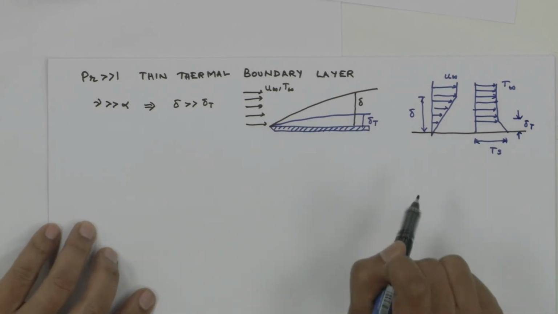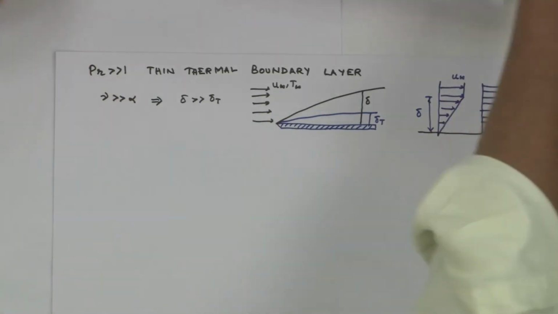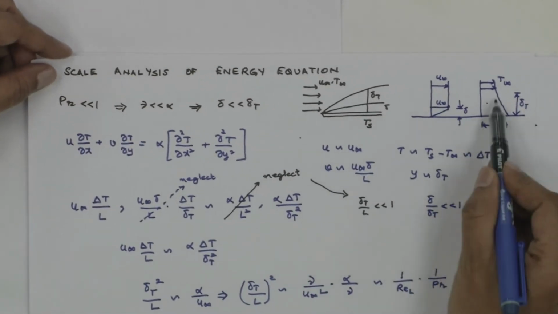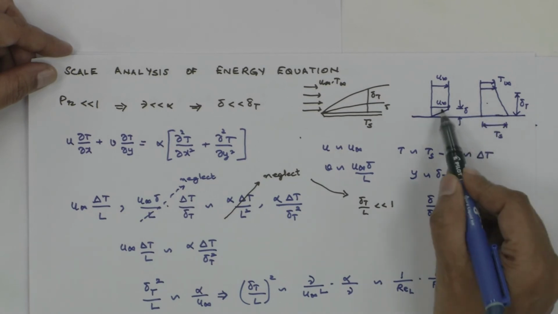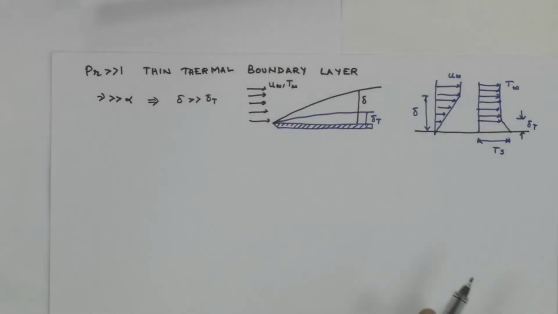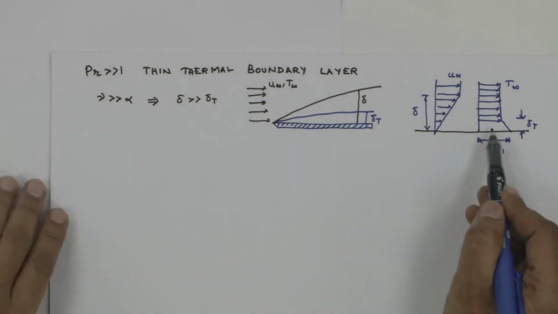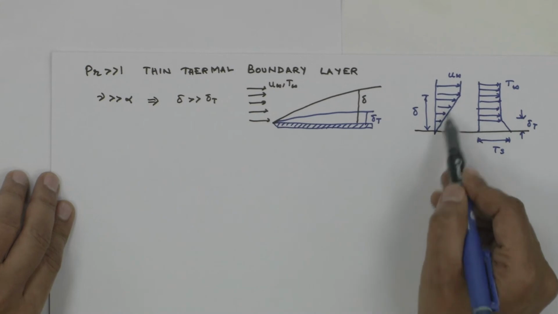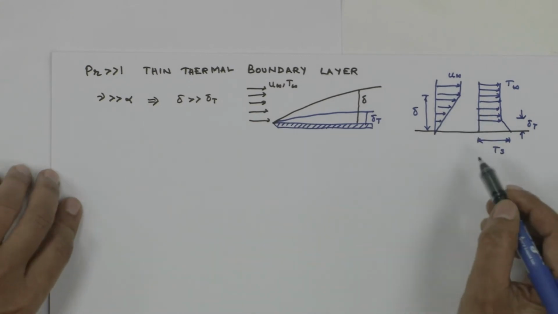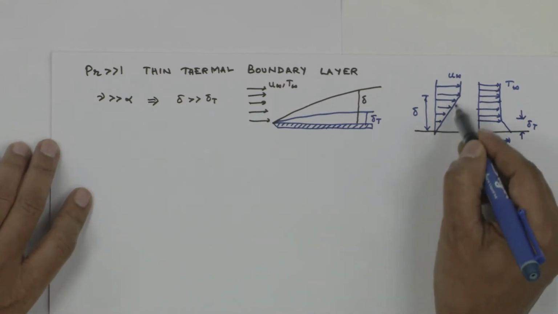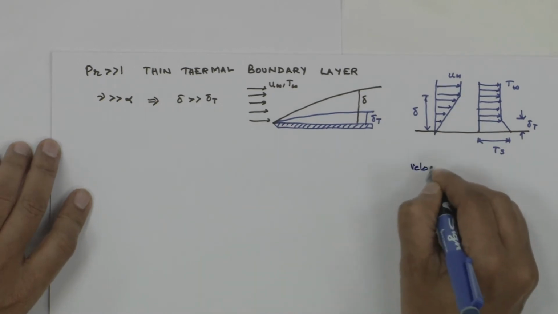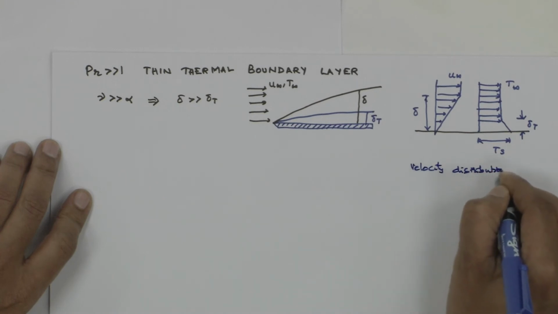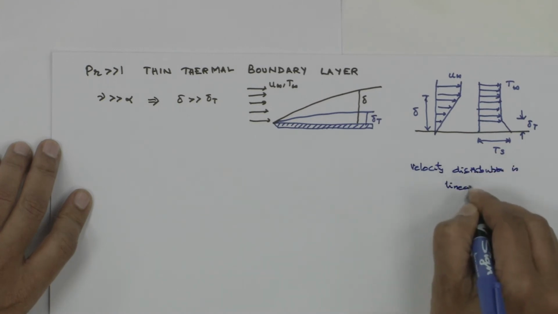See here a tricky situation. Earlier, when Prandtl number was less than 1, I could take within the thermal boundary layer U equal to U infinity. Here I can't do that because my thermal boundary layer thickness is very small and U is no longer U infinity, it is varying. Here what I am doing is, because the delta is very small, I have assumed that the velocity distribution is linear within the thermal boundary layer.